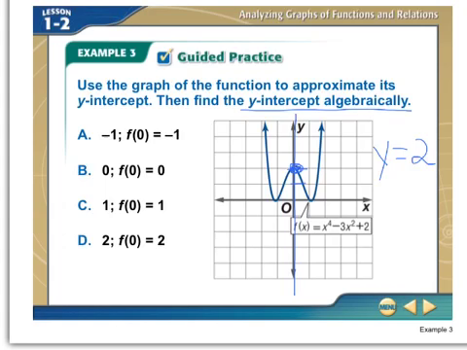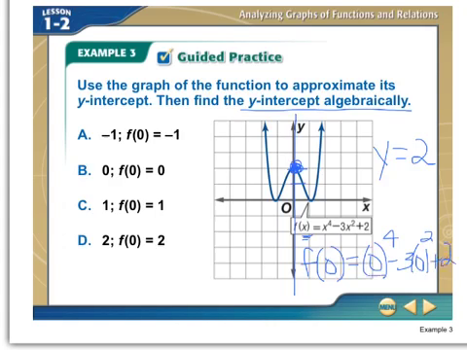Okay, so this point right here, our y-intercept, or any y-intercept for that matter, has an x value of 0. Any point on the y-axis has an x value of 0. So I'm going to evaluate the function at x equals 0. And I get 0 to the 4th minus 3 times 0 squared plus 2.